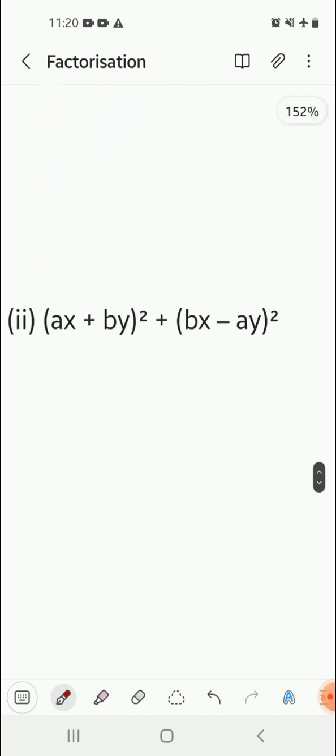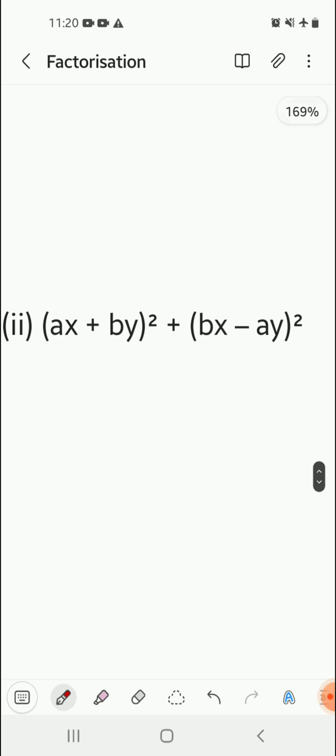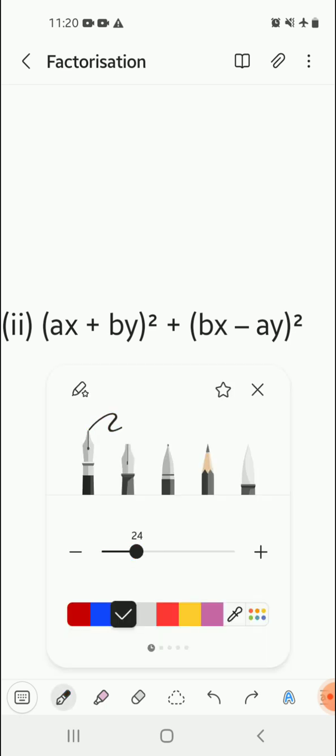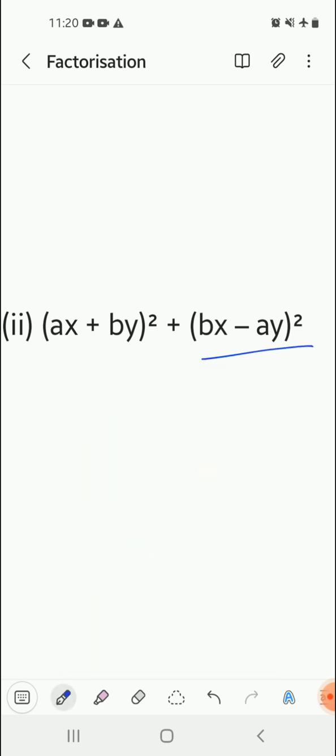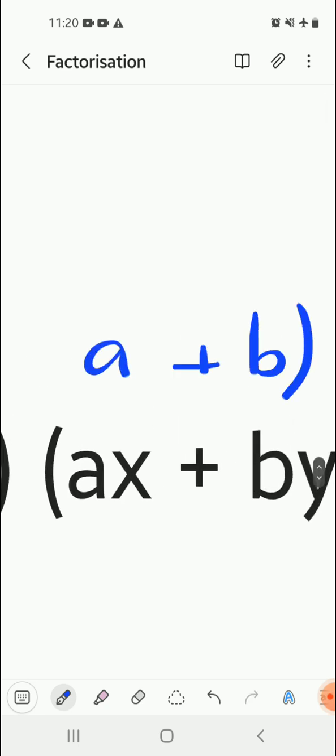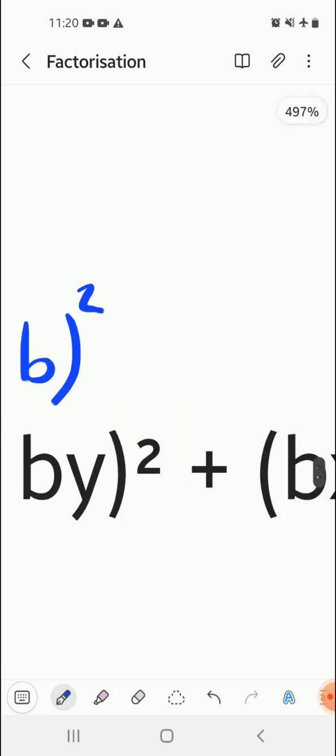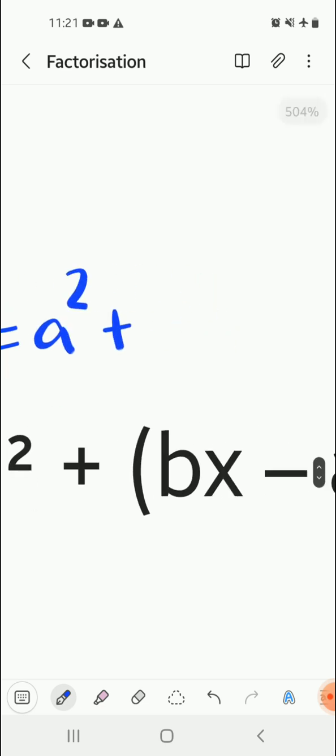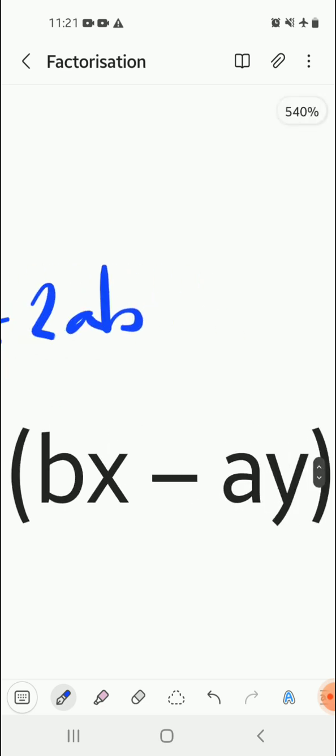Moving on to the next question, this we have got. Now you see, this is basically the a plus b whole square formula. So let's first write the identities. We will use a plus b whole square formula here, and this is a minus b whole square. So resemble this with the a plus b whole square formula, which is a square plus 2ab plus b square.